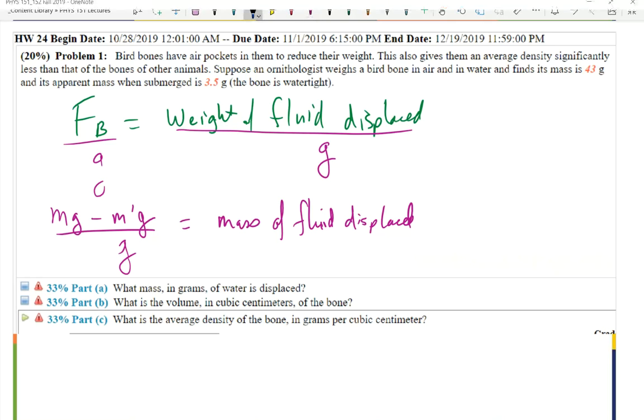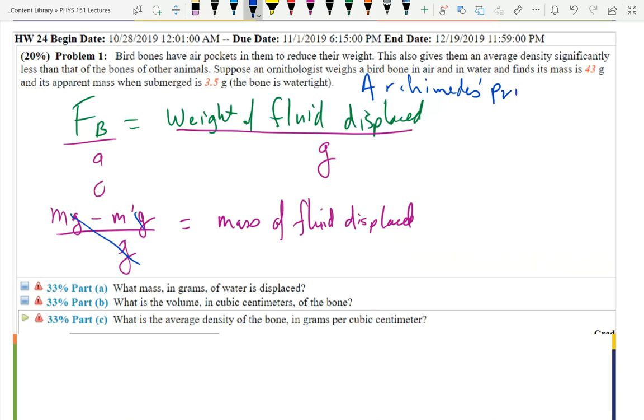Well, notice I can cancel these G's. And so what's the mass of my fluid displaced? It's going to be the actual mass minus that apparent mass. So in my case, it's just 43 minus 3.5, which makes it 39.5 grams. This is all applying Archimedes' principle, just like what we did in lab. And this is exactly like what we did in lab.